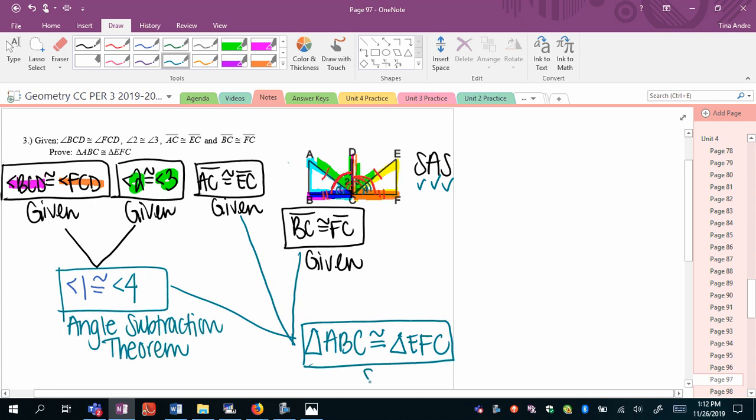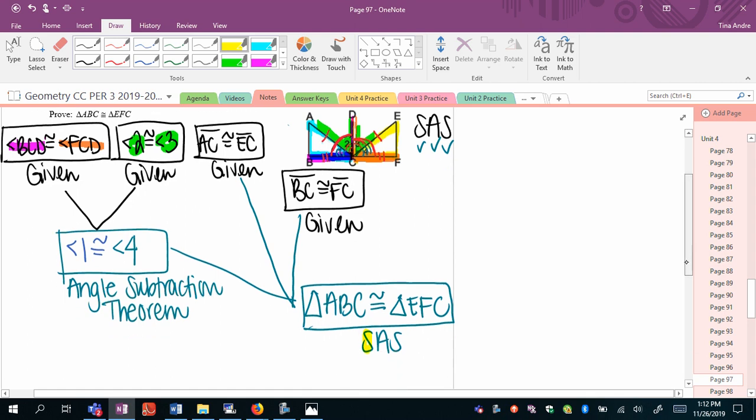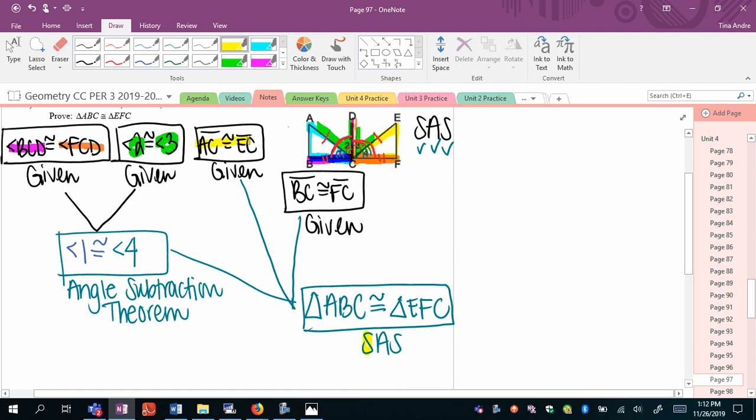by side, angle, side. So it's always important to go back and check, did you actually state the 3 pairs of information that you needed to? I have a pair of sides, I have the pair of included angles, and then I have another pair of sides outside of the angle. So therefore I have all 3 pieces of information included in my proof, so I can say that the triangles are congruent. So that's it.